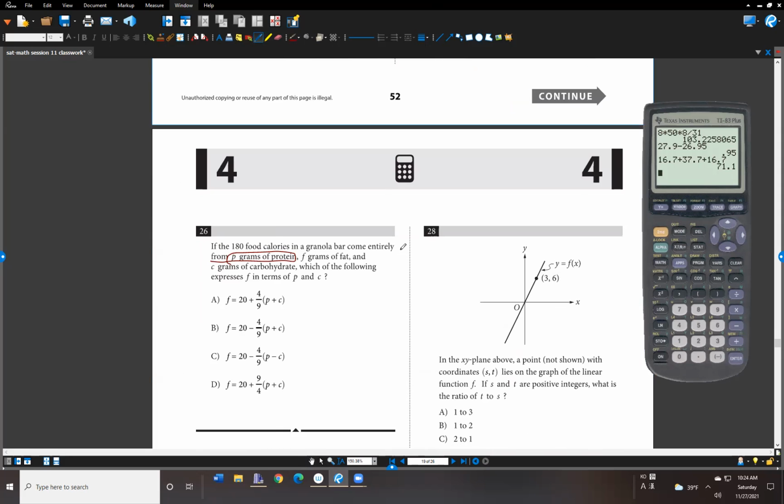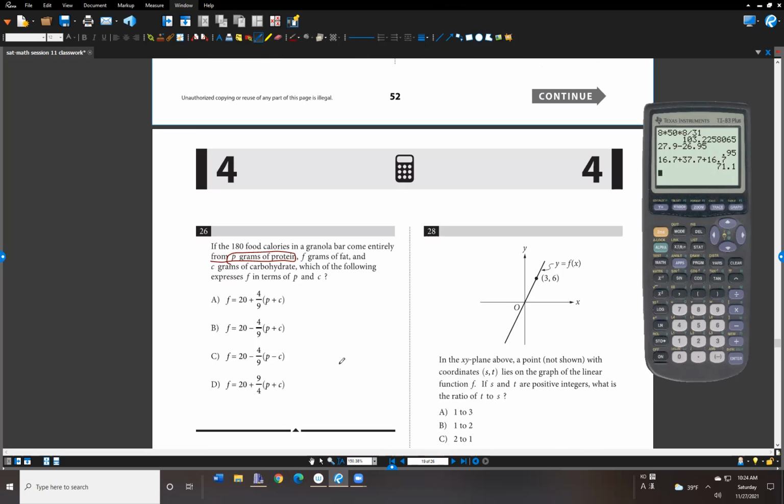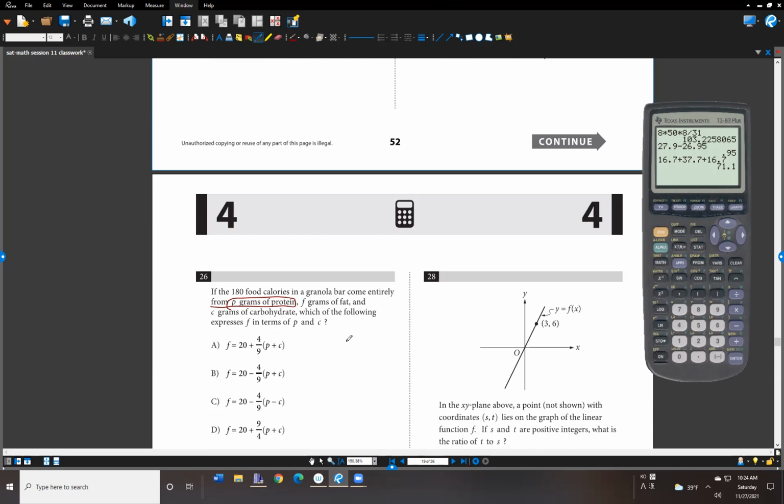This one. They simplify: 180 divided by 9 is 20, minus 4 over 9 P, minus 4 over 9 C. Take a look: 20 minus 4 over 9 P minus 4 over 9 C. Yep, B is the answer, right?